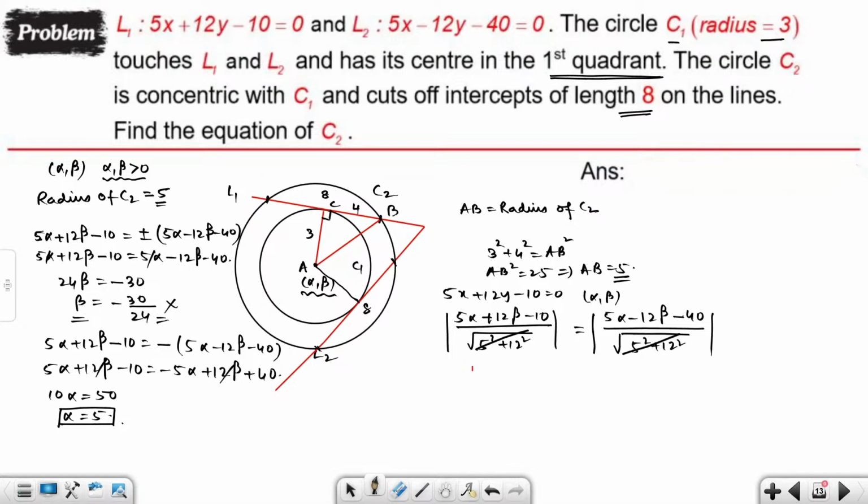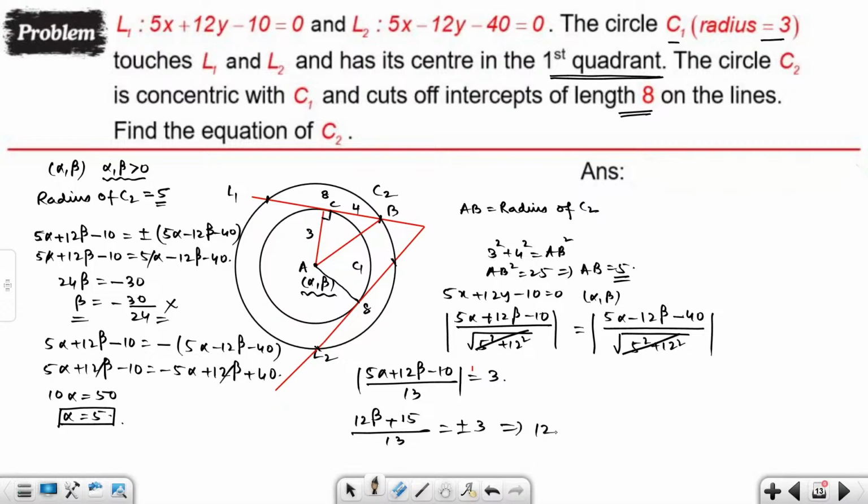Yes or no? Yes, sir. So we got alpha as 5. Now how to find beta? The perpendicular distance, 5 alpha plus 12 beta minus 10 divided by 13, is basically equal to 3. So if alpha is 5, what are you getting? 25 minus 10, that is 15, whole by 13 is plus minus 3.